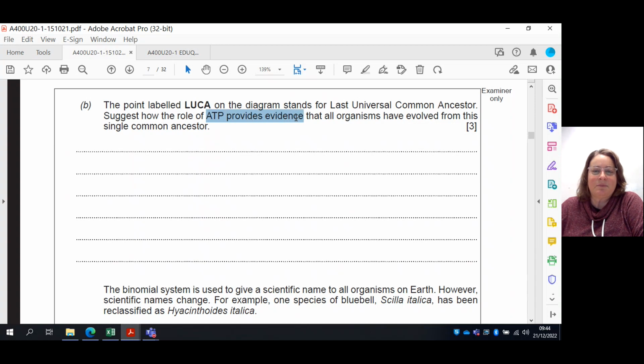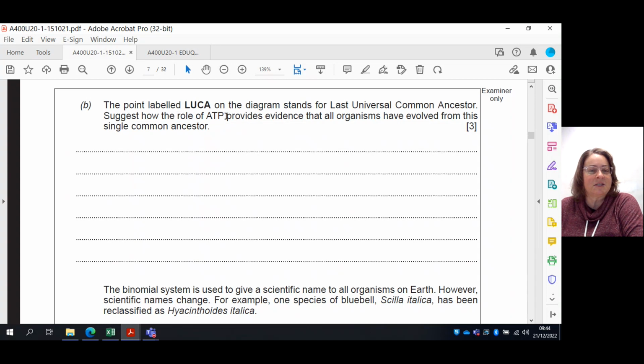Right, and then comes your favourite, Luca, your last universal common ancestor, and suggesting how the role of ATP provides evidence that all organisms have evolved from a single common ancestor. What is ATP? What does it do? It's an energy carrier. It's the universal energy carrier. We don't know of any life forms that don't have ATP somewhere in their metabolic processes. We haven't found one yet, not on Earth and not on different planets yet.